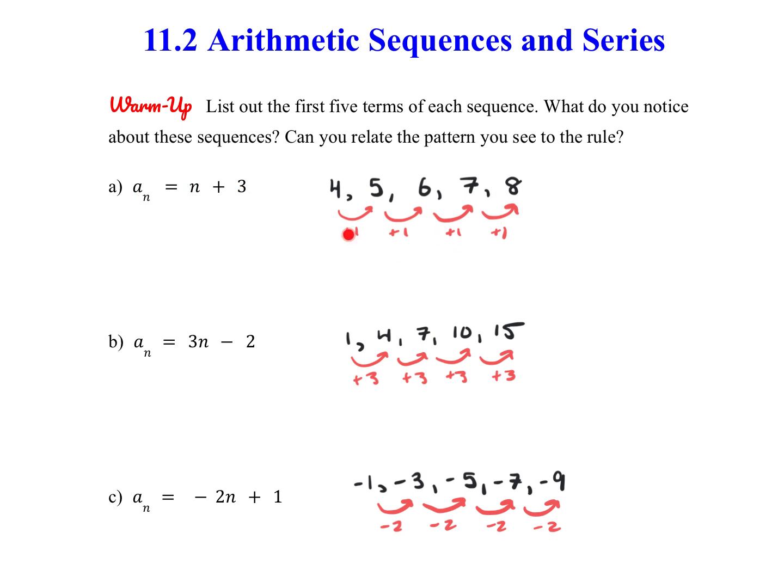Now, maybe you notice those patterns, but look at the rule and look at the pattern. Maybe you also notice that whatever you're adding to get each consecutive term is actually the coefficient of n. So the first one, the coefficient is 1. The second one, the coefficient is positive 3. And the third one, the coefficient is negative 2. Now that is not a coincidence. It's part of one of the rules for arithmetic sequences that we're going to talk about today. And if you haven't already guessed, these are what we would call arithmetic sequences.